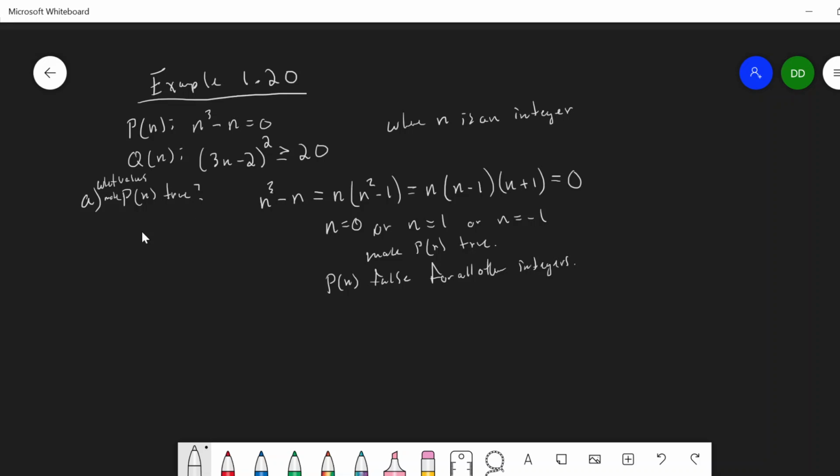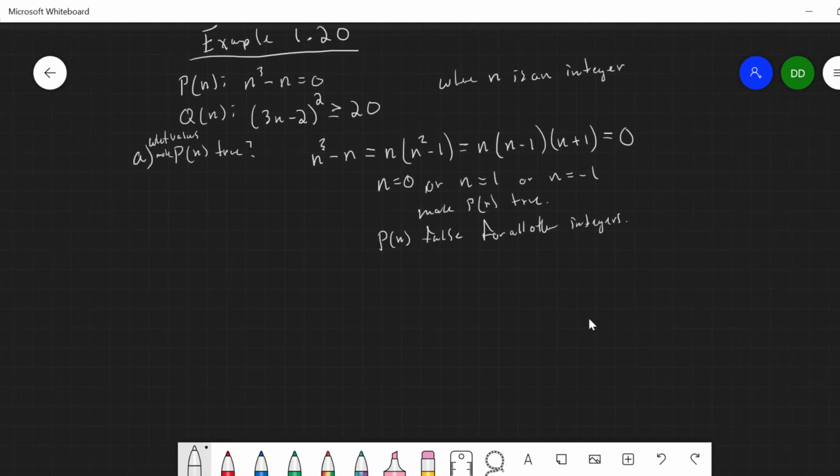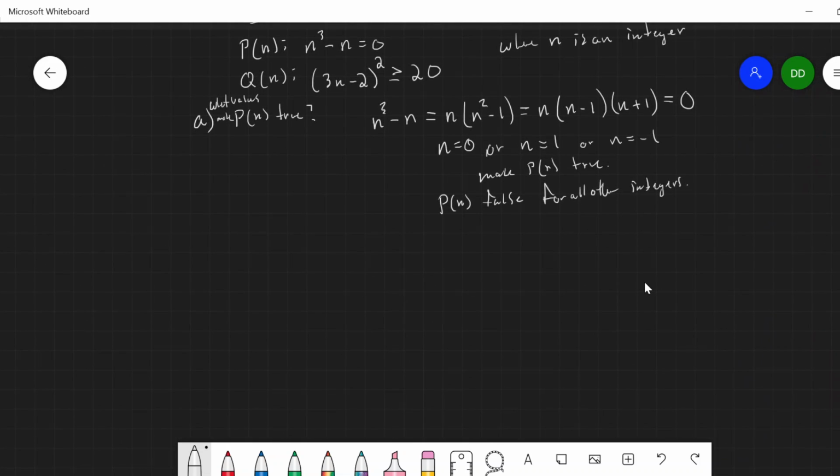So we have that one solved. P of 0 is true, P of 1 is true, P of negative 1 is true, P of any other integer is false. So moving on, we want to know when is Q of n true. Again, for which integers n is Q of n true.